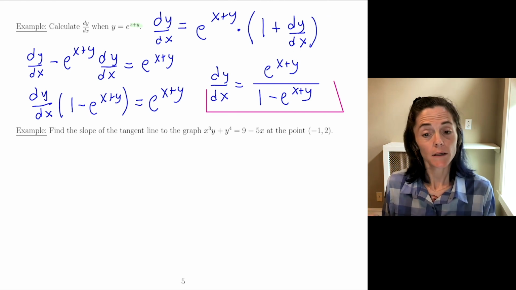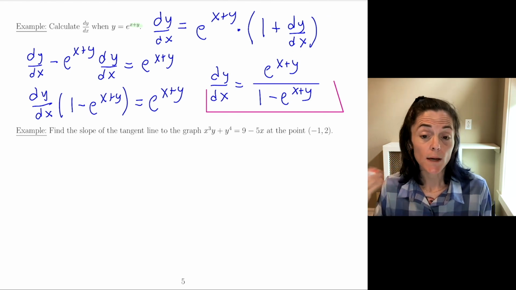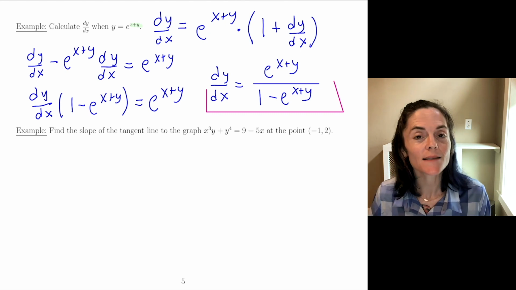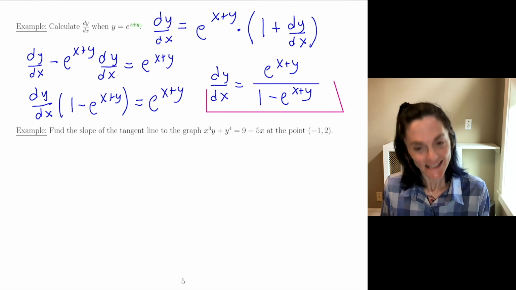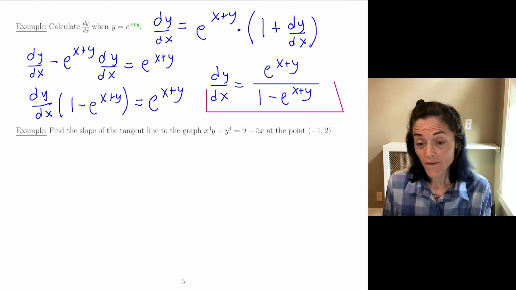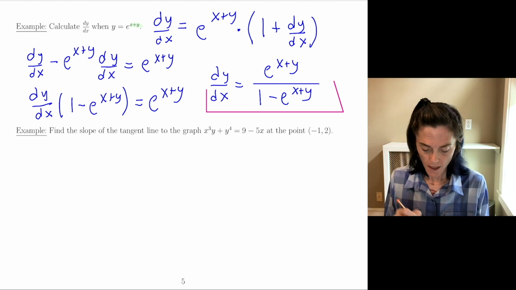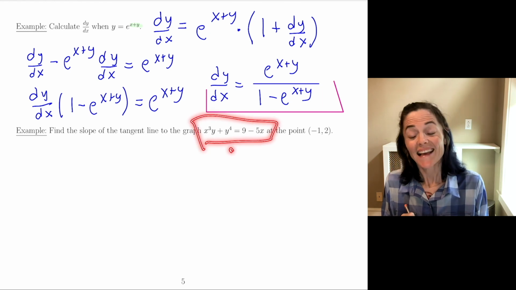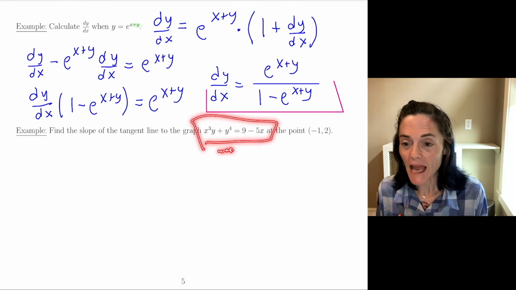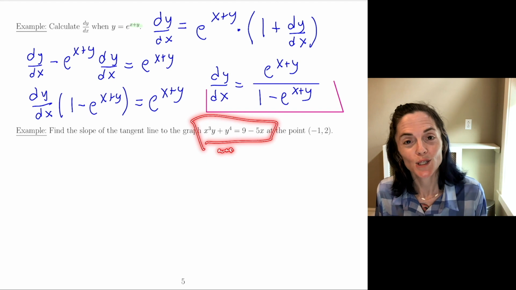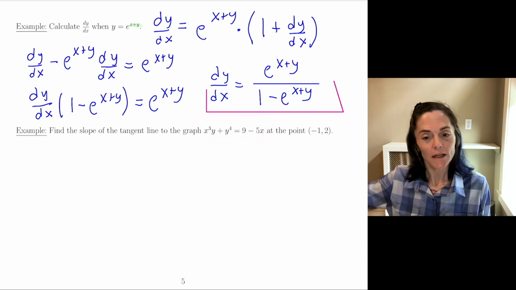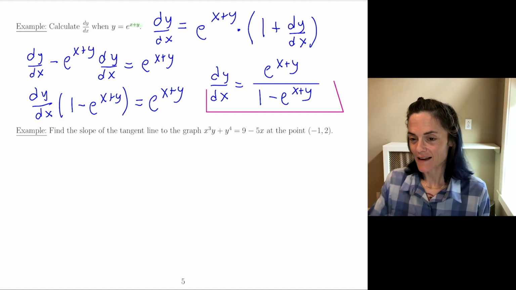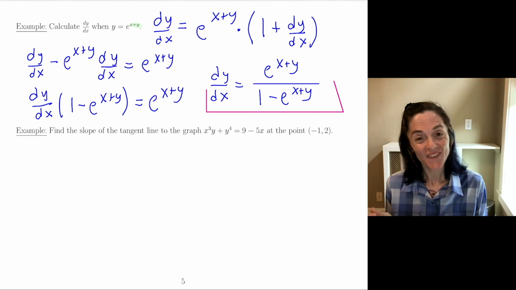Okay, let's see. This one, we see a y in multiple terms. We also, once again, have a product rule. I believe this one came off a recent final exam. Let's find the slope of the tangent line to the graph given by this equation at the point (-1, 2). The first thing I need to do is just differentiate, and then I will evaluate dy/dx at (-1, 2). Fantastic.